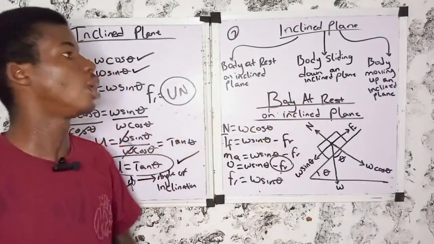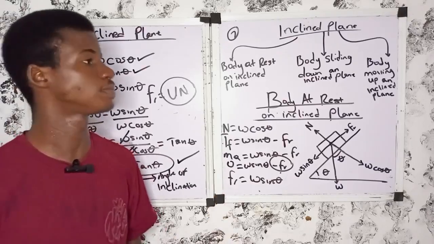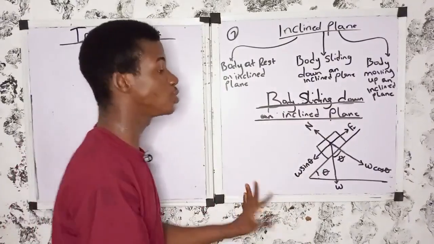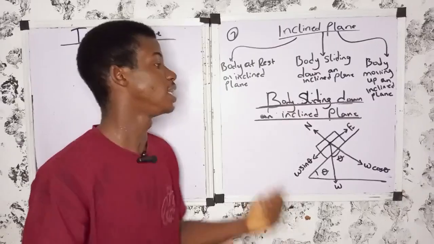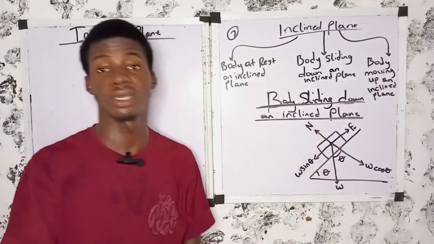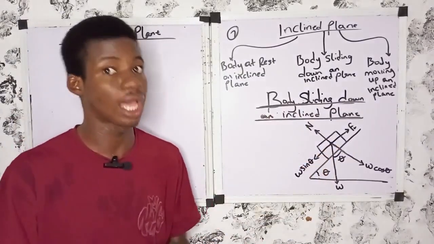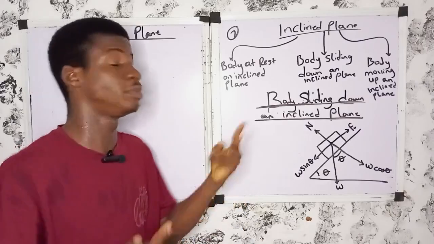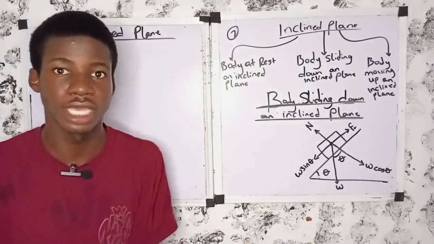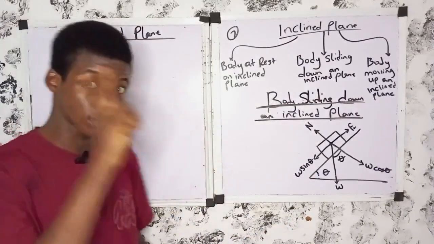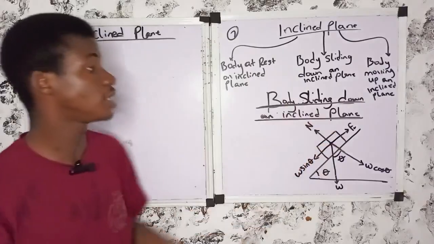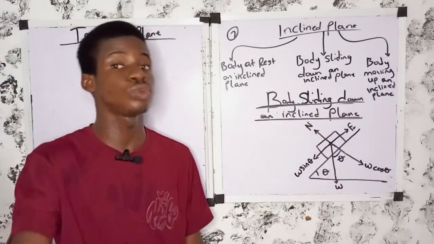Body sliding down an inclined plane. Now for a body sliding down an inclined plane, there are also two scenarios under this. One of the scenarios is when the plane is frictionless, when the plane is smooth, and the other scenario is when the plane is rough. That is when the plane has friction. I don't know if you understand. Okay, so like I said, two scenarios for a body sliding down an inclined plane. Let's do the first scenario, and we'll do the second scenario as well.